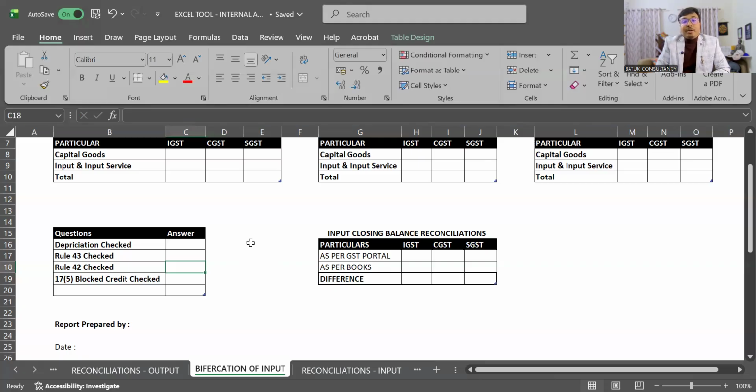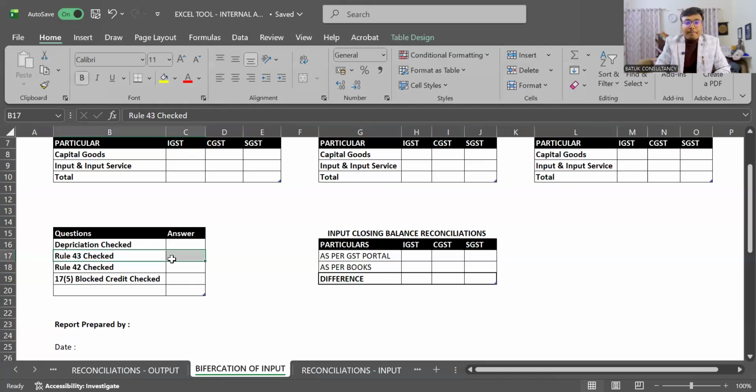So in that case, try to understand, 100% ITC will not be eligible, because we all know very well that if you are paying the output tax, then only you will be eligible to claim the ITC. So in that case, ITC reversal is required. So for input and input service, rule number 42, and for capital goods, rule number 43 applies.